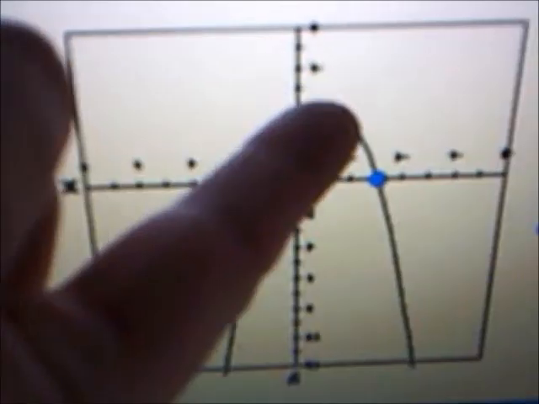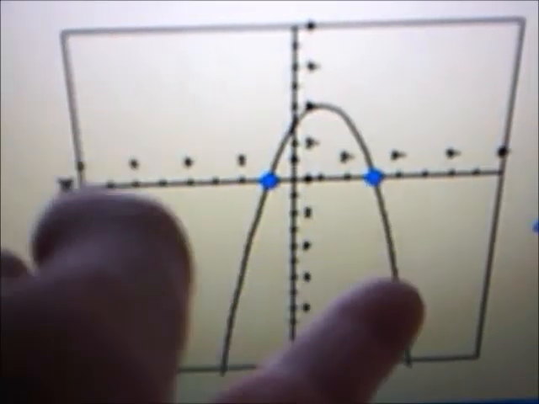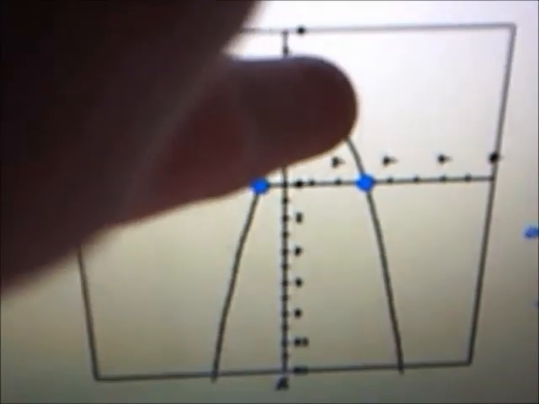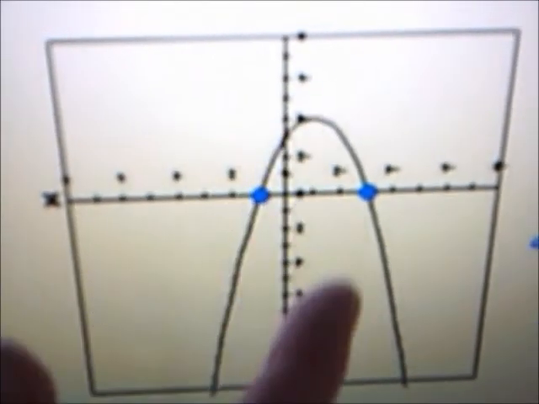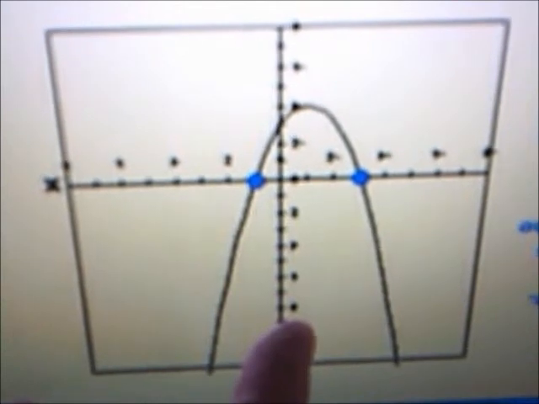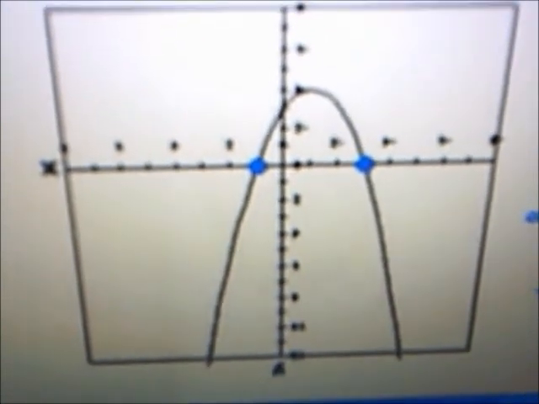And then again, a quadratic equation, which is a parabola that has two solutions, -1 and 3. And this parabola opens down and has a maximum point. And again, the vertex is the line of symmetry, which falls directly between the two solutions.